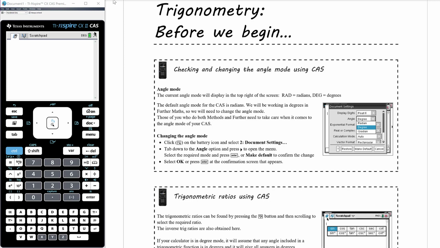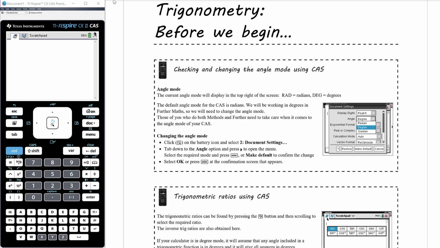Now the default mode of the CAS is not degrees, it's something called radians, which is what we use exclusively in methods. So for those of you that do methods and further maths, you're going to need to be very careful about making sure that you are in the right angle mode given the situation that you are in.